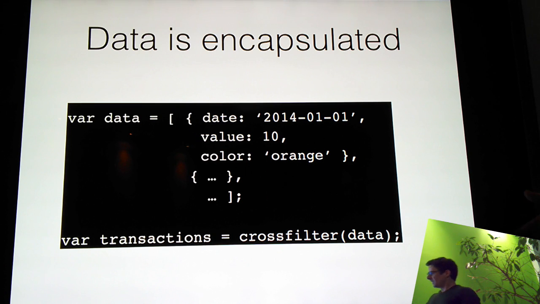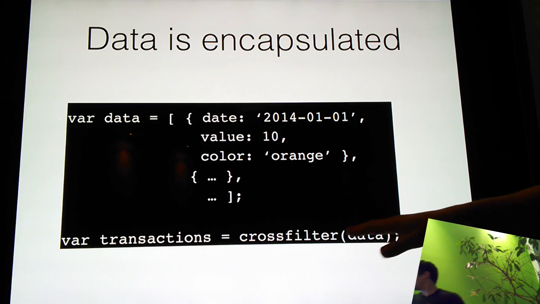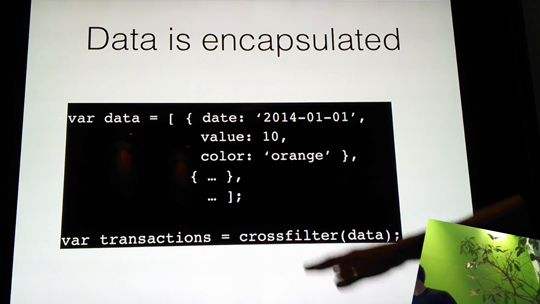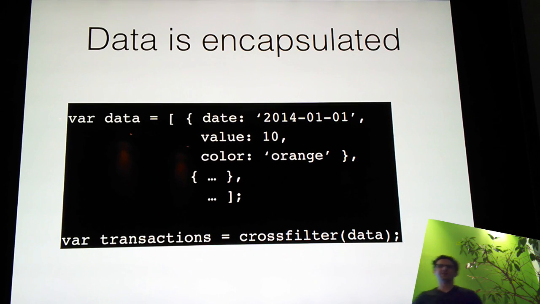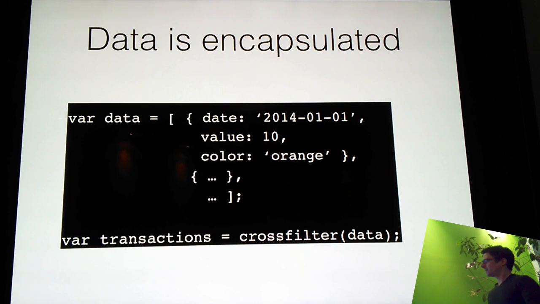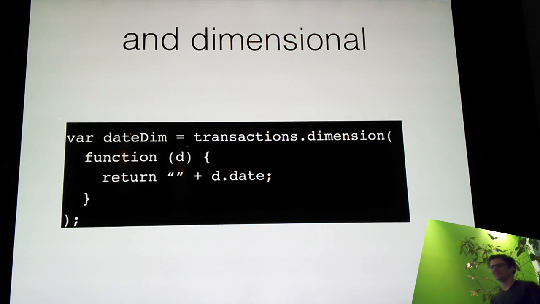And then, if you want to create a new CrossFilter, we have a global method, CrossFilter, and we pass our data object into that method. And we get a CrossFilter, which we're going to call transactions in this example. All these examples were coded without a net, so if you see any typos, that's because I haven't actually run them through a JavaScript engine, but we'll get to the live coding part later.